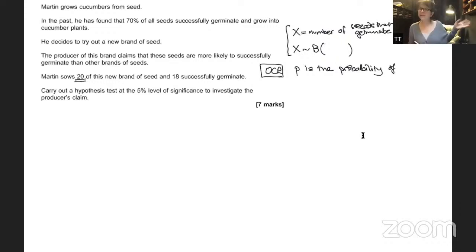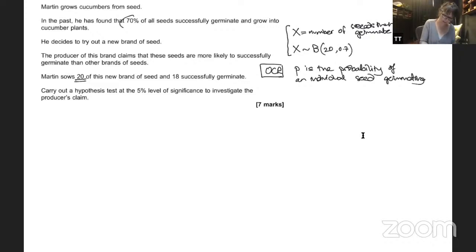And if the examiner does a sneaky thing and does a part B where it changes to 50 seeds, I would notice and then I would redefine my variable. Okay, so that's me making sure I'm not going to trip up on any of the common examiner trips that they put in. X is the number of seeds that's germinating out of 20. P is the probability of an individual seed germinating. That's OCR only that needs that. So binomial is N, P, and the probability of one succeeding is 70%. So we've defined it. Now we're going to write down what H0 and H1 are.